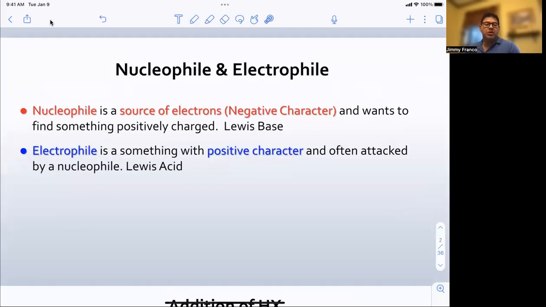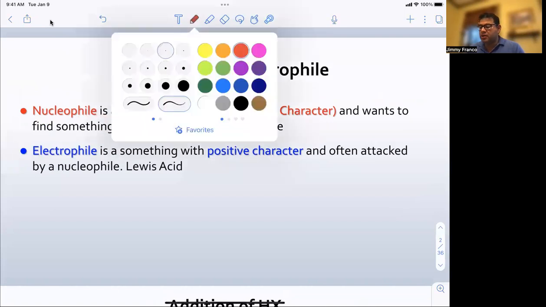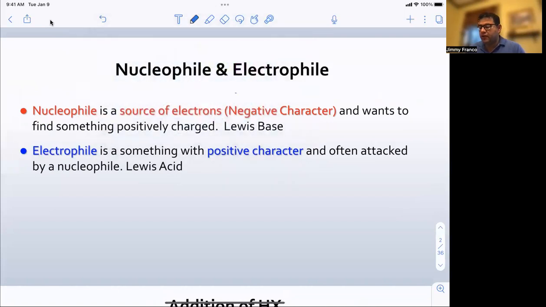A couple terms as we're looking at this and trying to figure out a good way to predict what's going to happen. All right, so a nucleophile is a source of electrons, right, and typically has some negative character. The easiest way to see this is one of two ways. If it has a negative charge, then it's obviously got some negative character. The other thing you should think about is some kind of lone pairs. So typically it's got to have some lone pairs, right?